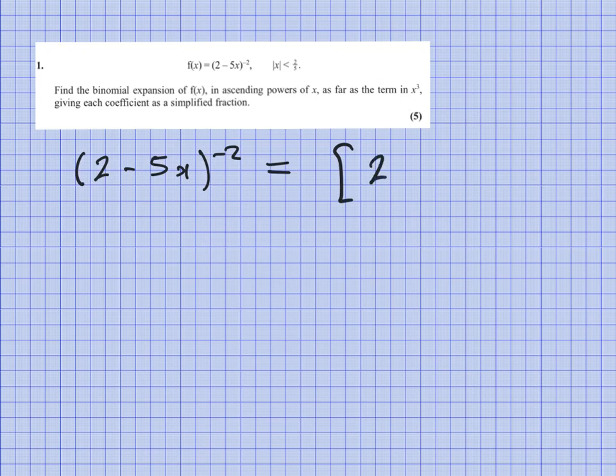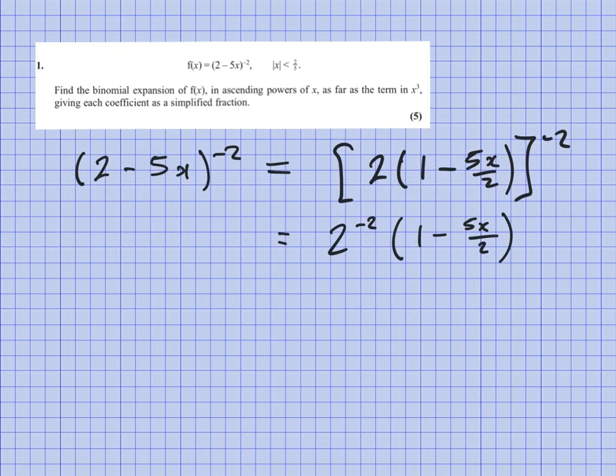So I'd need to do this: 1 minus 5x over 2. I've basically taken a factor of 2 out of the whole thing. So now that equals 2 to the minus 2 times 1 minus 5x over 2, all to the minus 2. So in this way, I've gone back so that we're now faced with a question like before. This bit is exactly something that we can do, and now we're just timesing it by a number. Makes it much easier to work with.